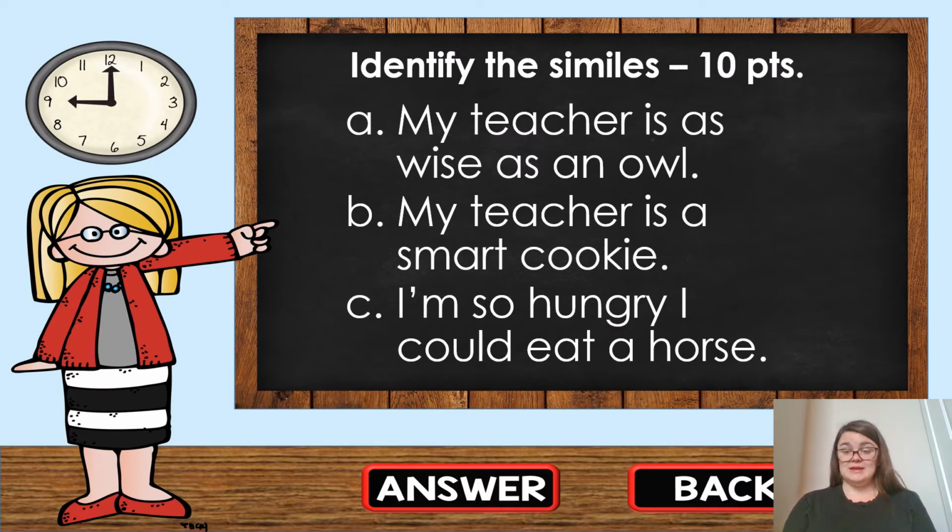Now you're going to identify the simile. You have to decide which one of these three answers is a simile. There could be more than one. A, my teacher is as wise as an owl. B, my teacher is a smart cookie. Or C, I'm so hungry I could eat a horse. Which one of these is a simile?